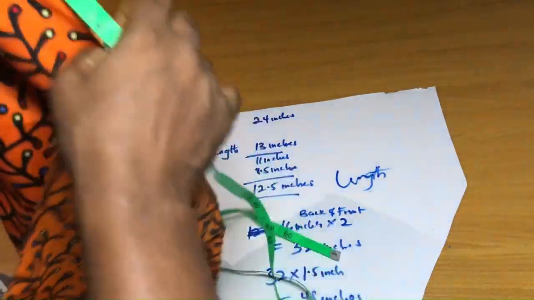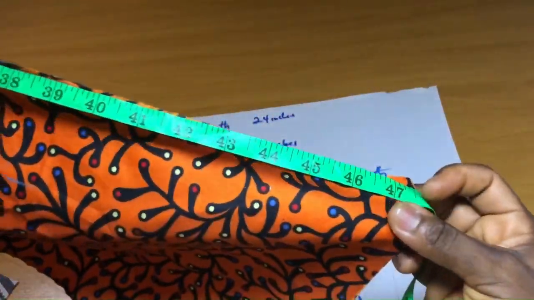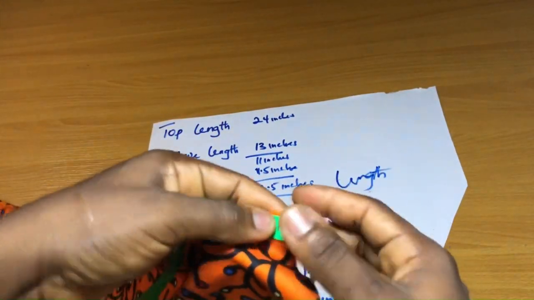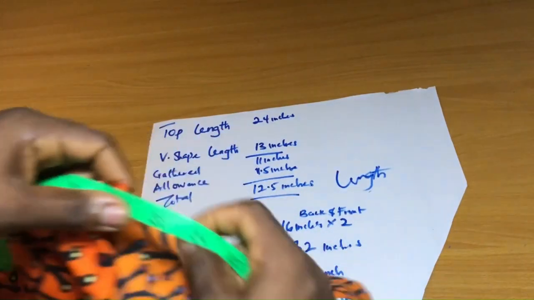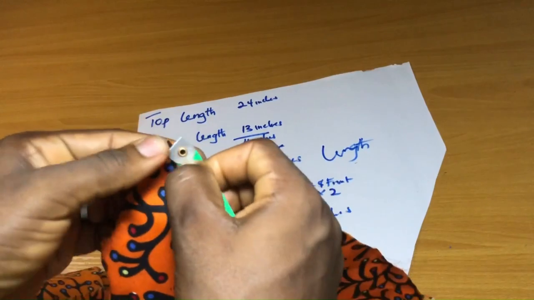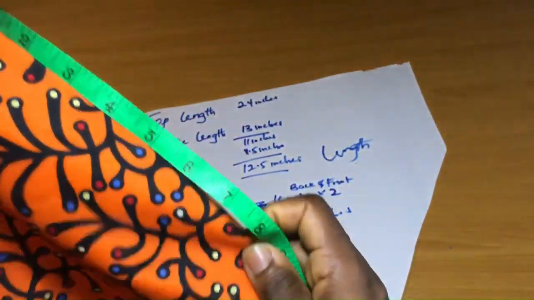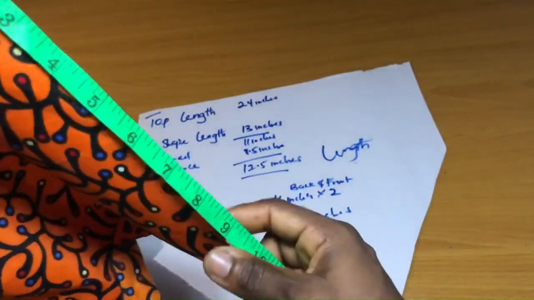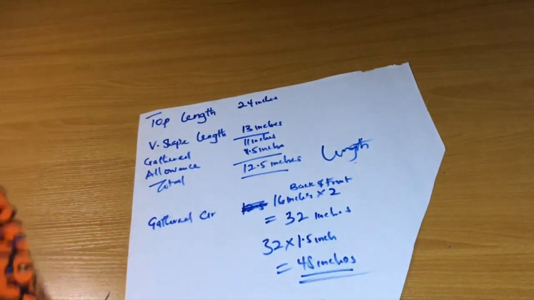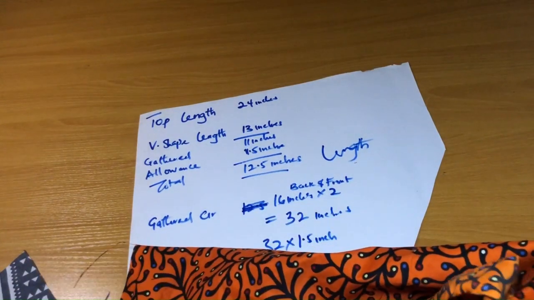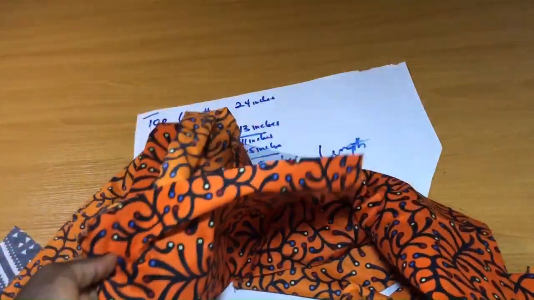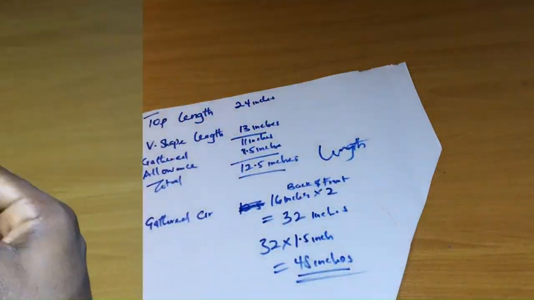So 32 multiplied by 1.5 will give 48 inches. So this is the part that will be gathered, this 48 inches, and I have 2 pieces of this, one for front and the other for the back. Next, I measured the length. So the length is 12.5 inches. You know, I've added 1.5 for folding the hem and for stitching the V-neck. So like I said, I have 2 pieces. This is the other piece with me here, one for front and the other for back.